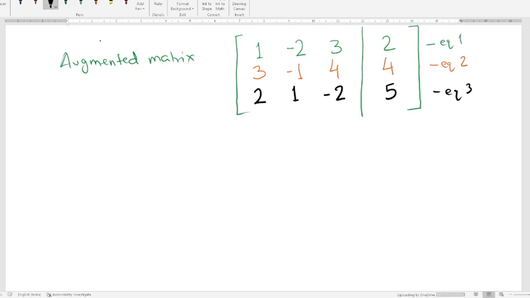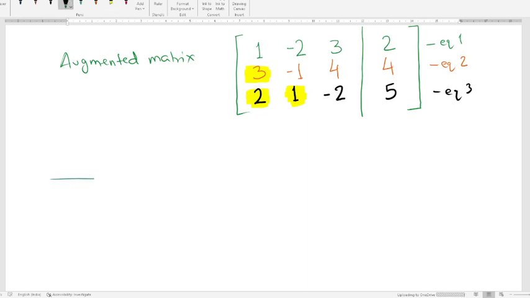Now, what we want to do is we want this 3 in the second row, first column, the third row, first column 2, and the third row, second column 1. All those highlighted numbers, we want all of these to be equal to 0, right? Now, let's get down to work.